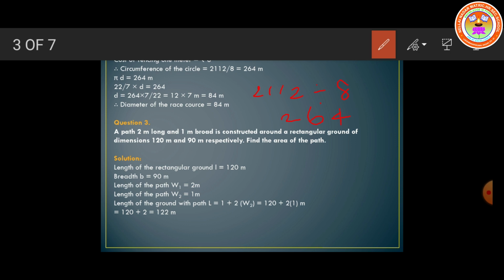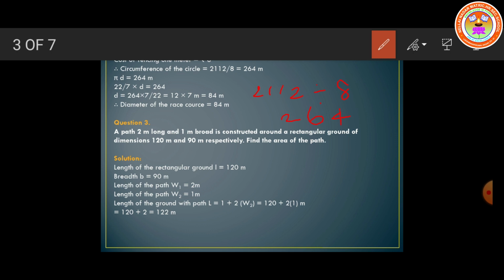The circumference of the circle is equal to 264 meter. Then what? You know that already, I told you the diameter is given. How do you find the circumference of the circle? Pi D units. Here we have to find the diameter of the race course only. Therefore, you are going to apply pi D is equal to 264 meter.